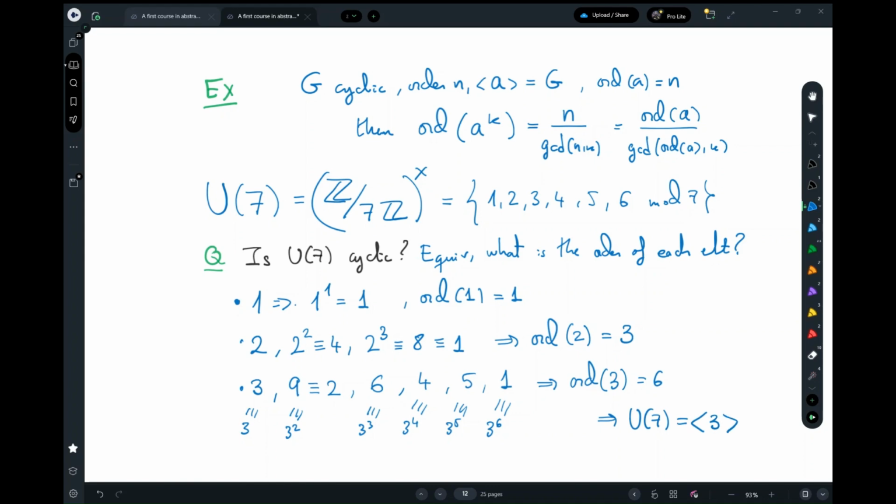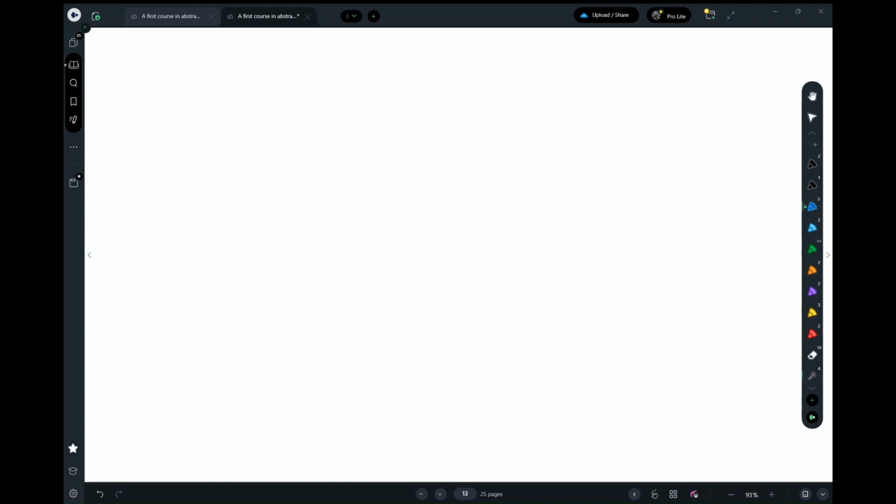Okay, so now is when I'm going to use this formula to compute the order of every other element. So for example, what is the multiplicative order of 2? So I can compute that as follows. What is the order of 2 in U7?